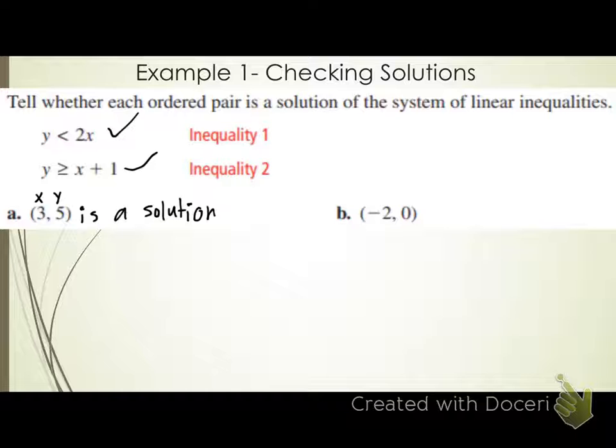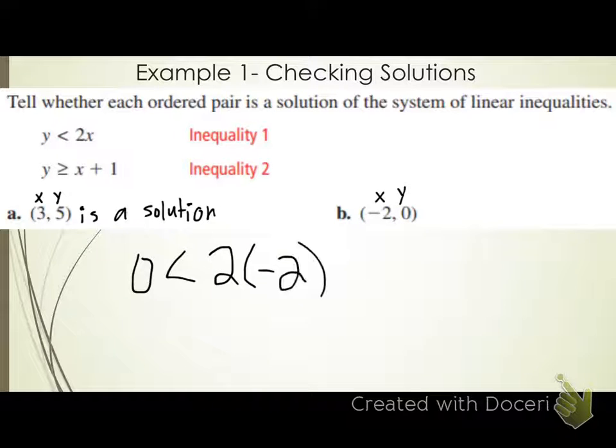What's my x value on B? -2. What's my y value? 0. Once again, I've got to plug my ordered pair into both inequalities. So plugging into my first one, we said our y value, 0, is less than 2 times -2. What's 2 times -2? -4. Is 0 less than -4? It is not. So I don't even have to do anything with my second inequality because it doesn't fit my first one. I can go ahead and say that (-2, 0) is not a solution.